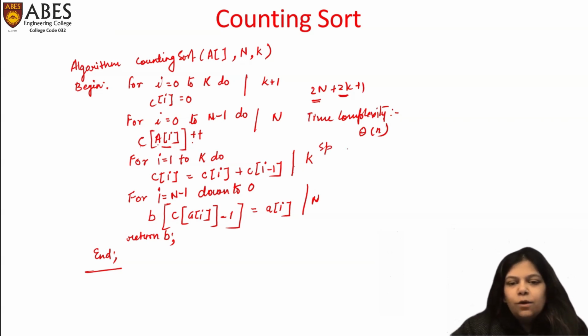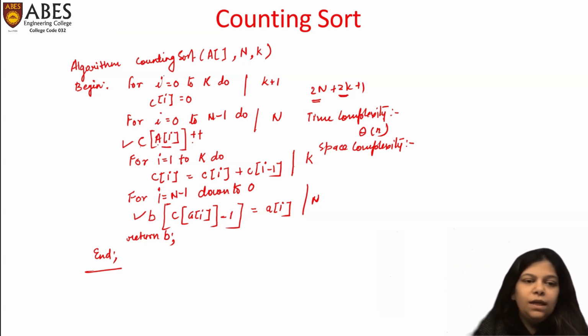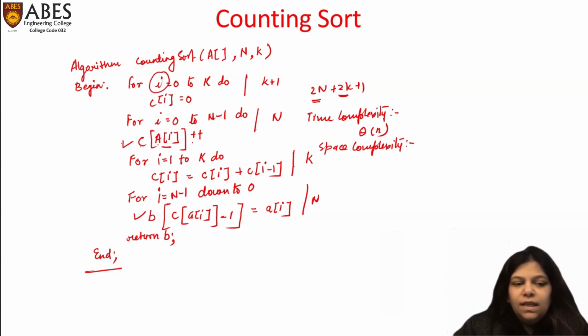And when we talk about the space complexity of this algorithm, we can see that we have taken two additional arrays, one is C and one is B. And we have also taken another variable i. But we know that the number of elements in C will be very, very small compared to the number of elements in B, as the value of k is very much smaller than n. So we can ignore this k, and as the time complexity was theta n, the space complexity will also become theta of n.